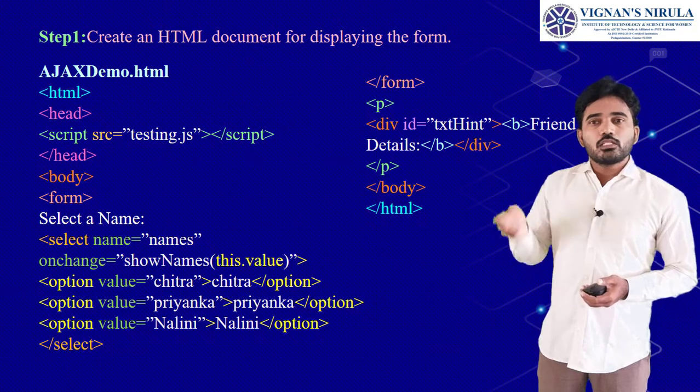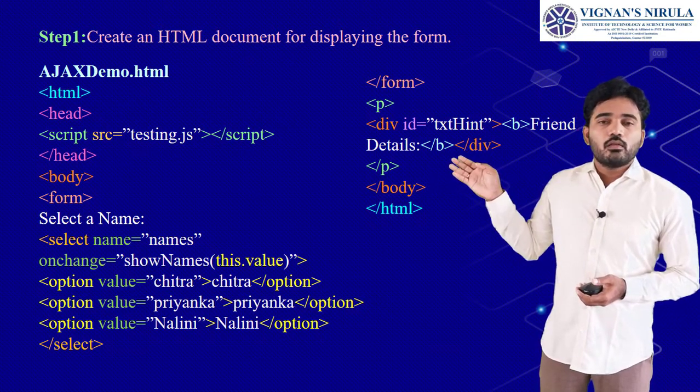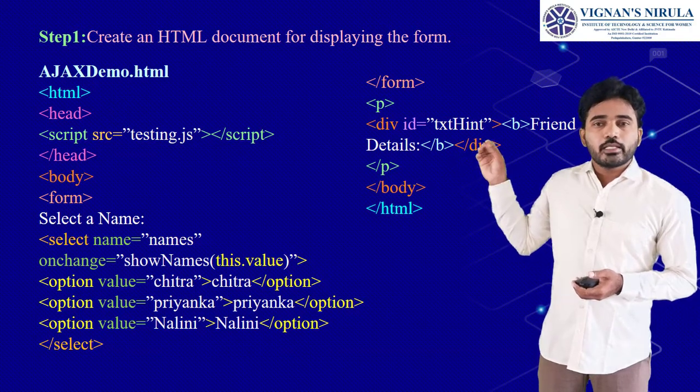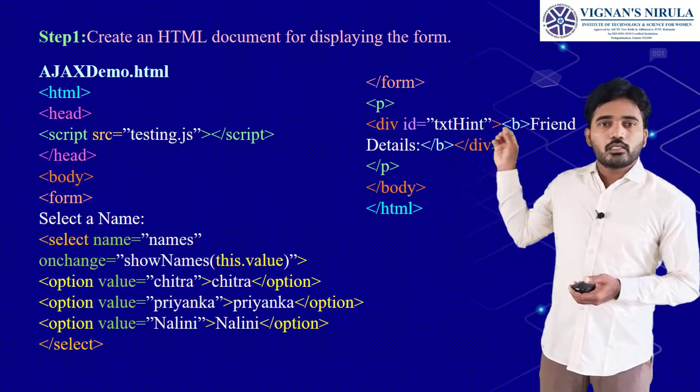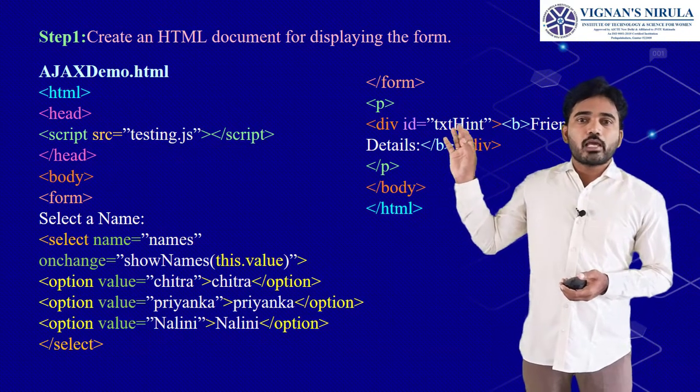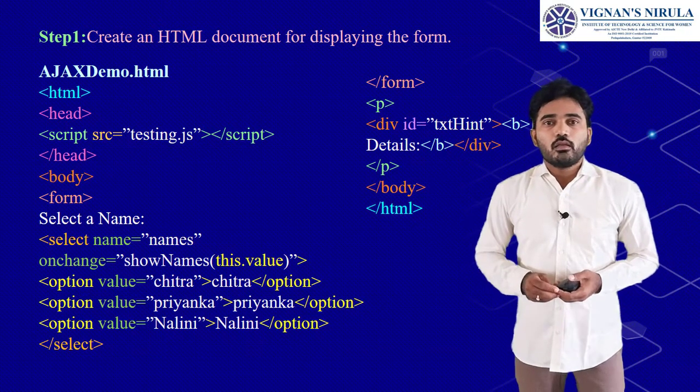Thereafter, by closing the form you start a paragraph, and by using the div tag with an id, that is txtHint, we have written a statement like "friends details". Thereafter close the div tag, close the paragraph, and then close the body and the HTML.